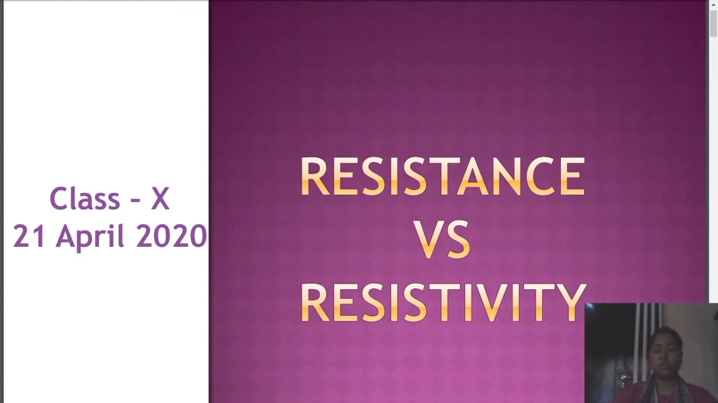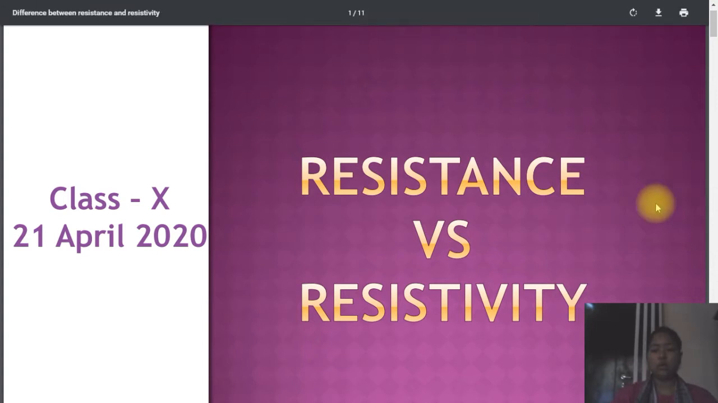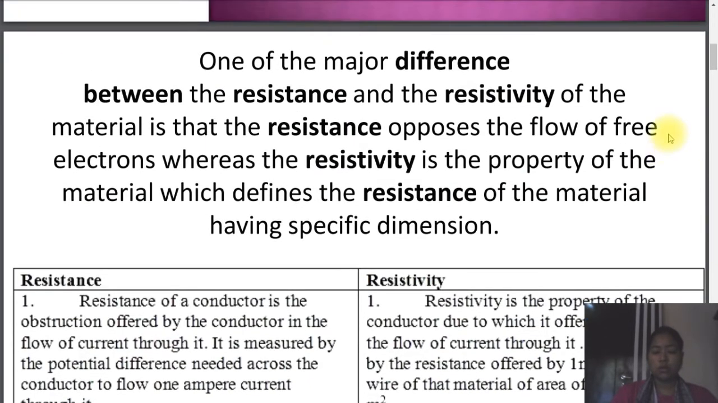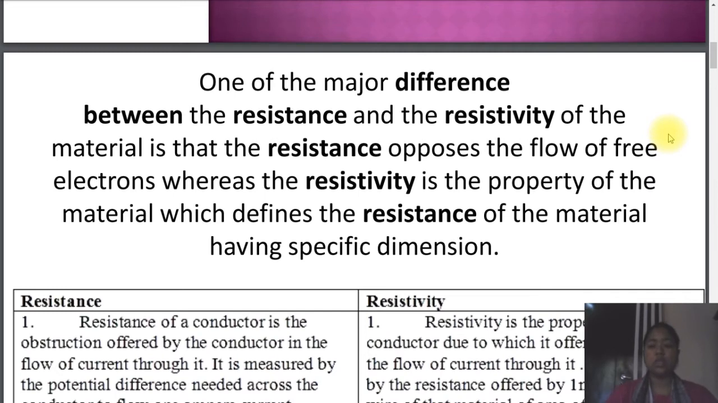If we talk about the resistance, what is the resistance? Resistance is basically the ratio of the potential to the current. And when we talk about the resistivity, it depends on the factors on which the resistance of any material or conductor depends. Those factors in the combined form will give us the resistivity of the specific material or the conductor.